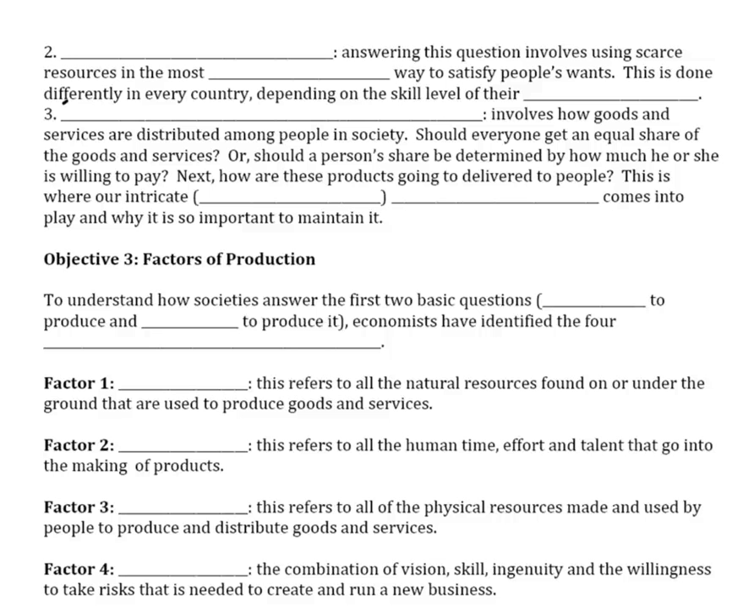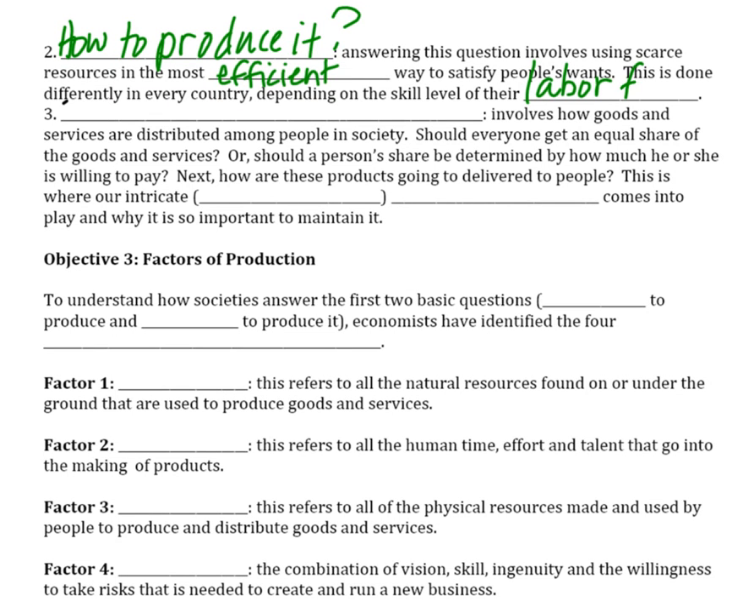Now we have to figure out how to produce it. Answering this question involves using scarce resources in the most efficient way possible, because you don't want to lose money. No one gets into business and says, I want to lose $6 million this year. This is done differently in every country depending on the skill level of their labor force. So in some countries, they're going to be able to produce things a little bit more efficiently or differently than in other countries based on the skill level and technology available in that country.